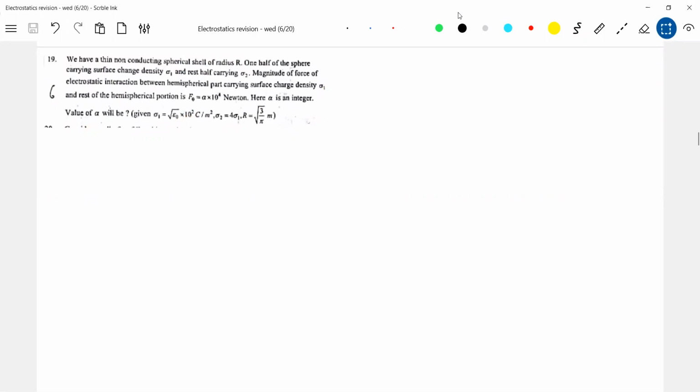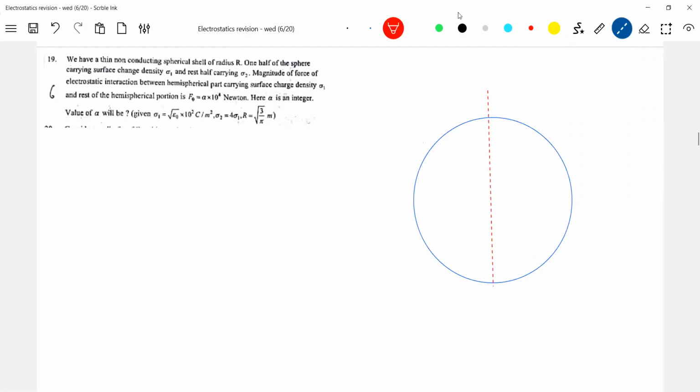One half of the sphere carries surface charge density sigma 1, the other sigma 2. The radius of this is capital R. Find the magnitude of force of repulsion between the hemispherical part carrying surface charge sigma 1 and the rest of the hemispherical portion.